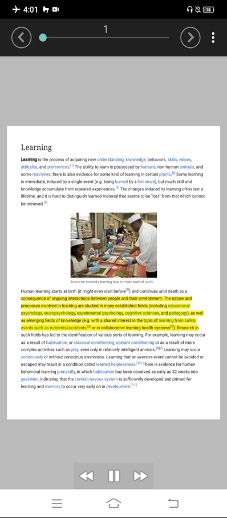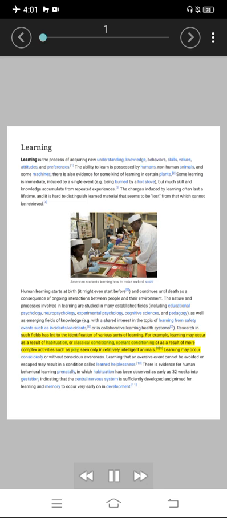The nature and processes involved in learning are studied in many established fields, including educational psychology, neuropsychology, experimental psychology, cognitive sciences, and pedagogy, as well as emerging fields of knowledge, e.g. with a shared interest in the topic of learning from safety events such as incidents, accidents, or in collaborative learning health systems. Research in such fields has led to the identification of various sorts of learning.